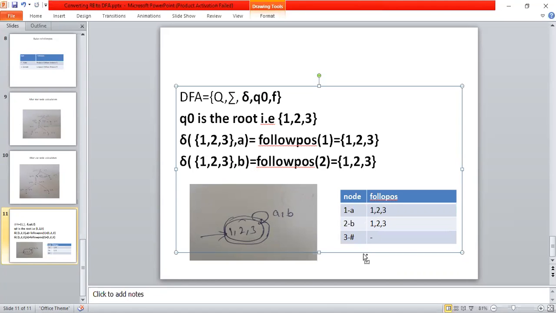This is very, very important from the point of view of your final examination.